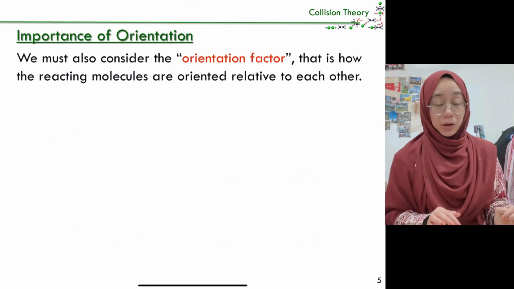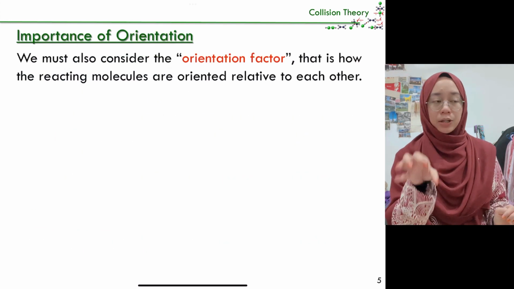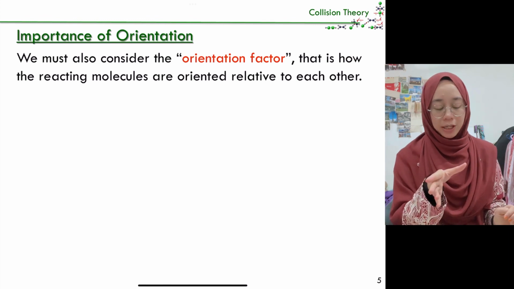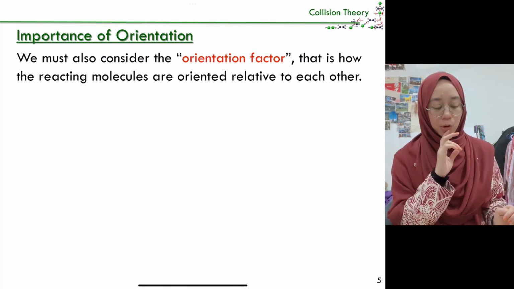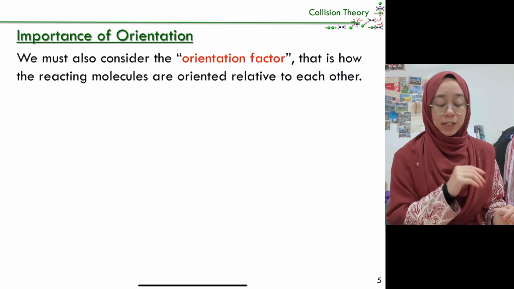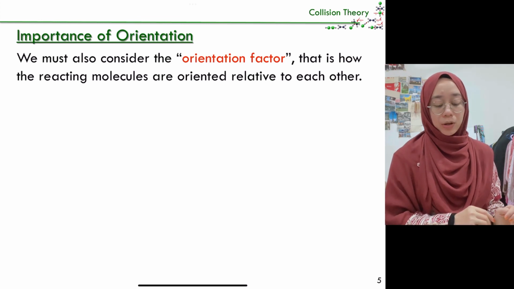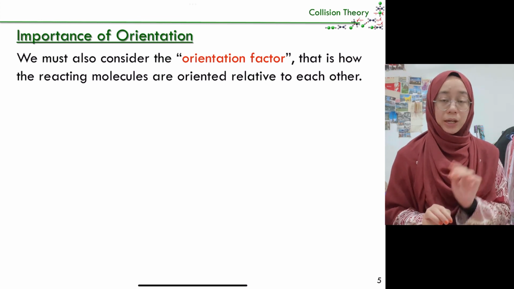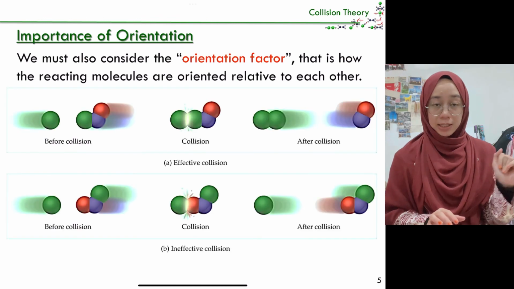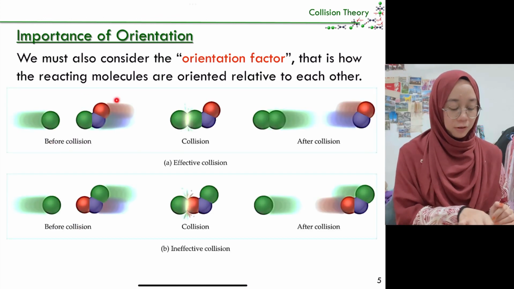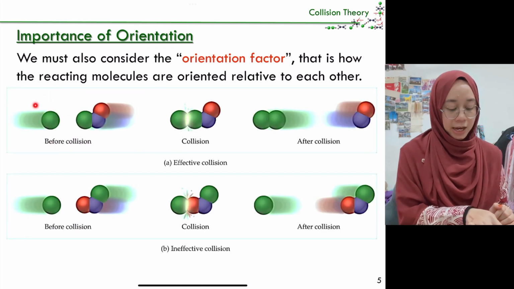Okay, so the importance of orientation, kita akan tengoklah pasal orientation dengan pasal minimum energy tu tadi. So now kita tengok orientation dahulu. We must also consider the orientation factor, that is how the reacting molecules are oriented relative to each other. So kita boleh tengok diagram kat sini. As you can see here, before collision, let's say ini adalah A, ini adalah B. Okay, this is A, this is B.